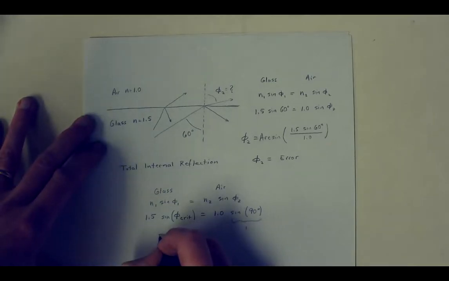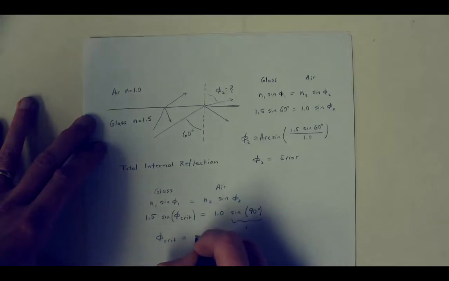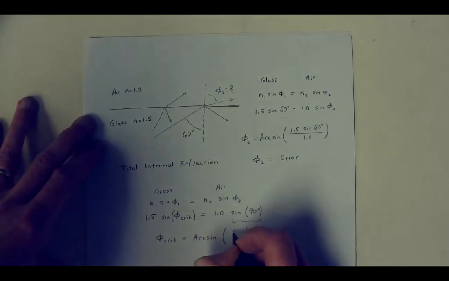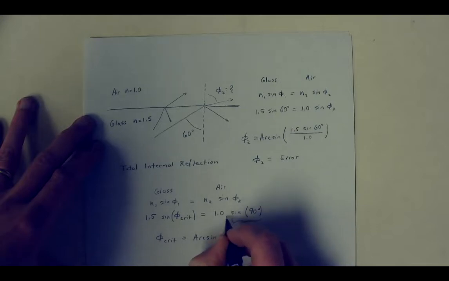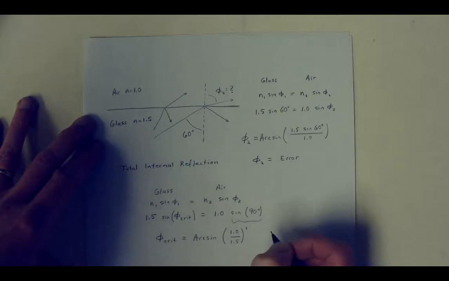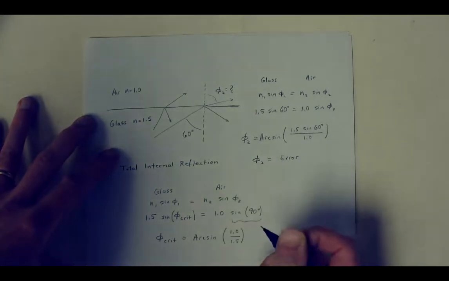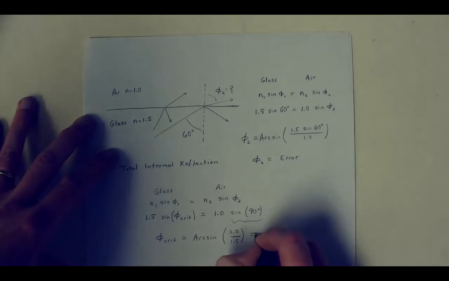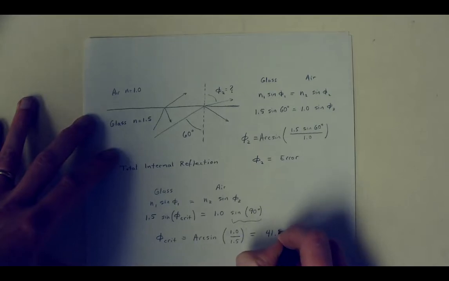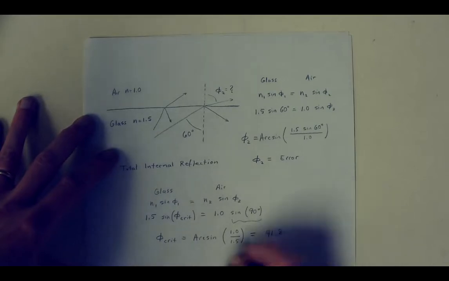And so when you solve for this, you'll find that the critical angle is just the arc sine. In this case, it's going to be 1.0, that's this side, divided by this 1.5 over here. Let's get rid of this 1. And that comes out to be the 41.8 that you saw in the chart before.